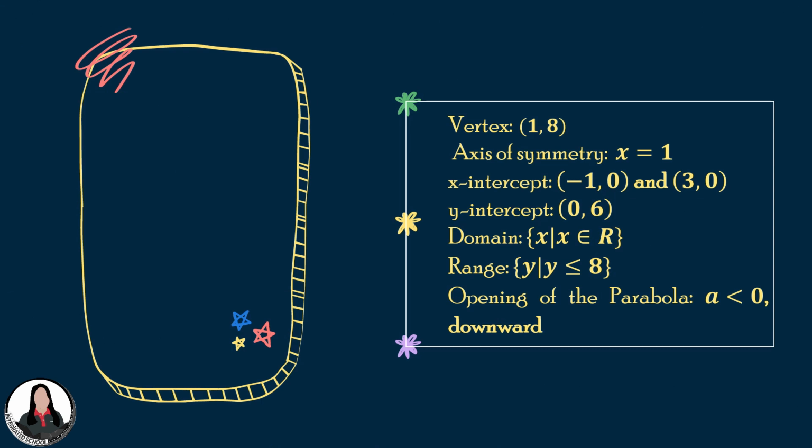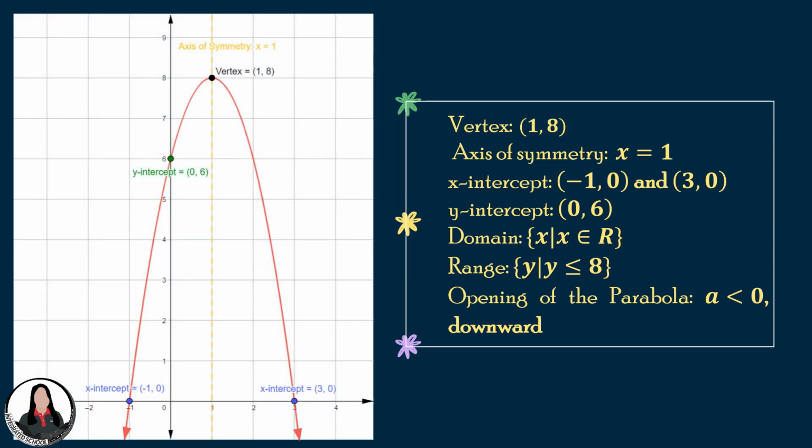Okay, now let us proceed in graphing the quadratic function. Ngayon, ay flash sa inyong screen yung nakuha nating properties. We have the vertex, the axis of symmetry, the x-intercept, the y-intercept, the domain, the range, and the opening of the parabola. Okay? So, kapag pinag-solve ko kayo ng quadratic function or pinag-graph ko kayo ng quadratic function using its properties, itong anim na ito ang kailangan kong makita. Okay? So, I will flash here the graph of this quadratic function.